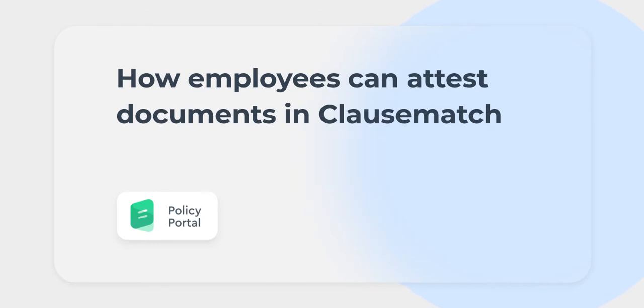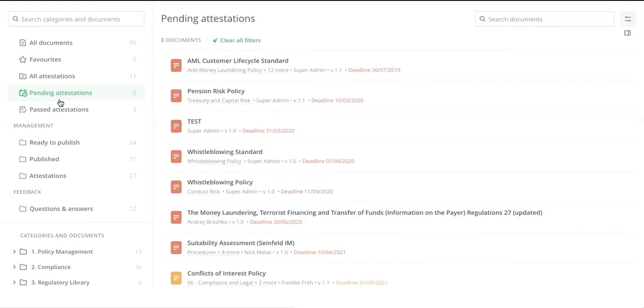Once the policy attestation has been created, employees can attest a document in a few easy steps. From the policy portal, employees can find the document that they need to read and attest to by either clicking straight from the notification email or in the Pending Attestations tab. Once they find the document, they can click on the document name to open it.